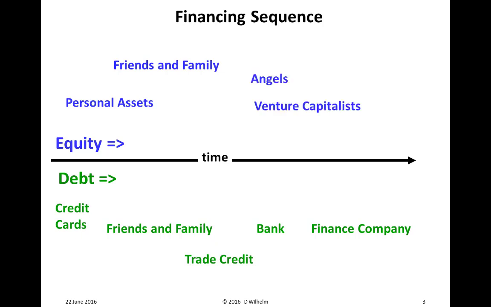Equity financing possibilities are angels and venture capitalists. Generally, angels are passive equity investors. Venture capitalists tend to be fairly active equity investors. And finally, and this is way too early to talk about, if things are going very, very well, we can have an initial public offering.